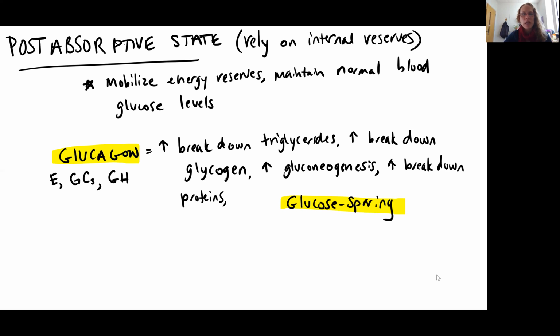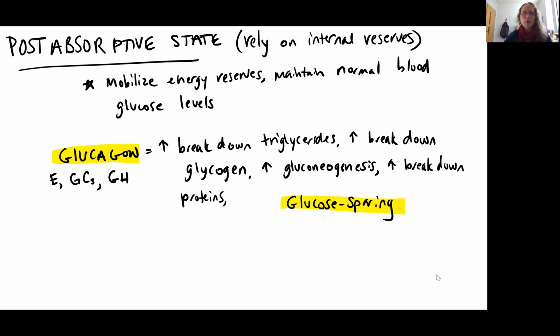You're going to increase your breakdown of glycogen. This is your polysaccharide in your liver and skeletal muscle so that you're releasing some glucose there. Your liver cells in particular can make new glucose, so they can use amino acids or they can use lipids in order to construct glucose. So you're going to increase your gluconeogenesis. And also you're increasing the breakdown of your proteins because you can take those amino acids and use them to make glucose. Also, you can take the amino acids and use it directly to make ATP.